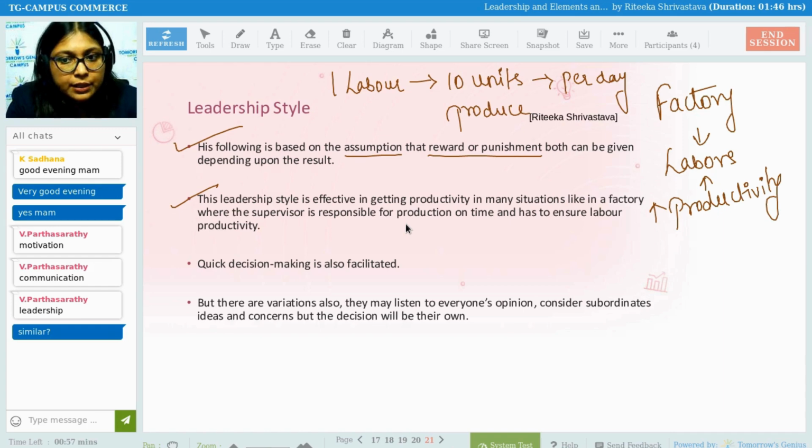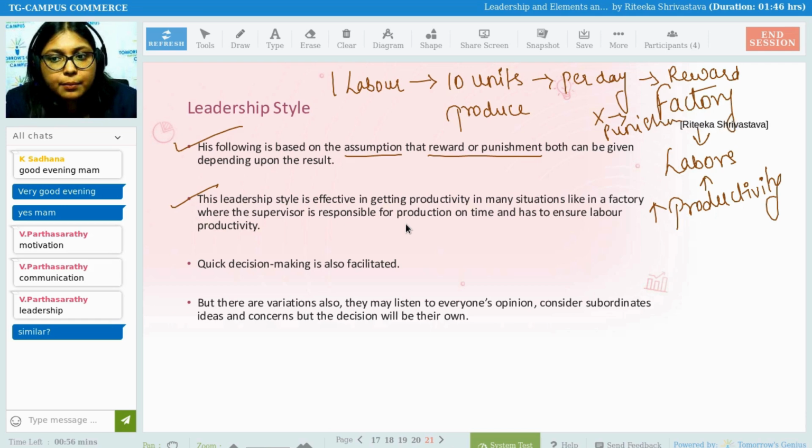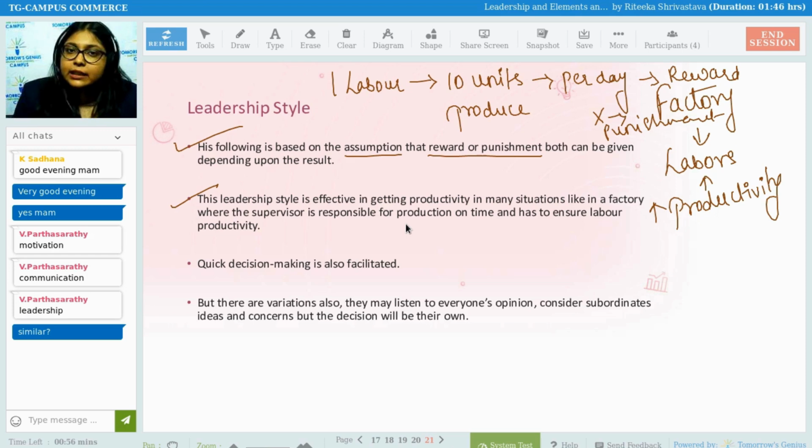So if they are doing so, then they will be getting a reward. If they are not doing so, they will be getting punishment. So this is how you can increase the productivity. If they want reward, they will be completing their task. And if they are not completing, they know that they will be getting punishment. And in the fear of punishment, they will try to complete the task however it can be possible.